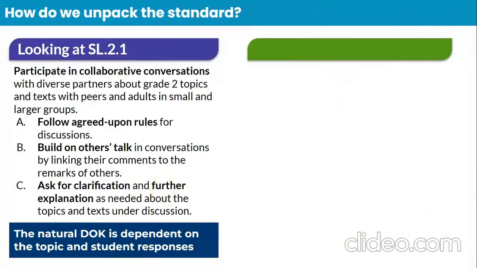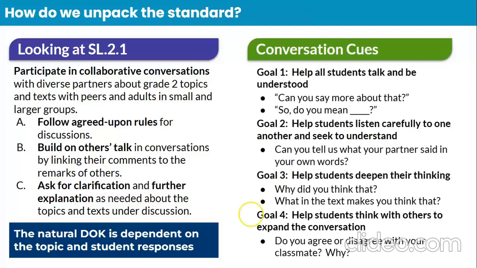SL.2.1 asks students to participate in collaborative conversations with diverse partners. This standard includes 3 essential skills: follow agreed-upon rules for discussion, build on others' talk in conversations by linking their comments, and ask for clarification and further explanation as needed. The natural DOK of SL.2.1 is dependent on the topic and the student responses. This standard doesn't have a fixed DOK. The standard itself describes the process skills for collaboration, but the cognitive demand will vary based on what students are discussing. Instead of looking at essential questions for SL.2.1, we're going to look at the 4 goals of conversation cues.